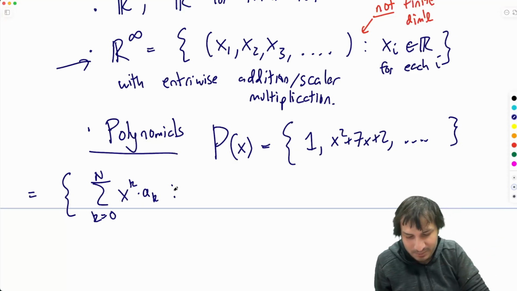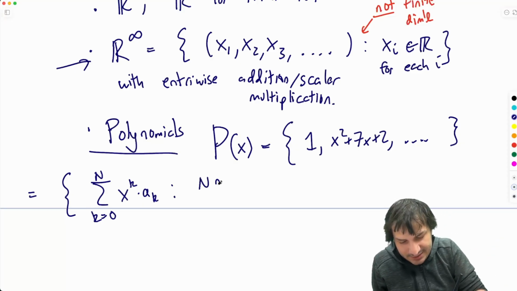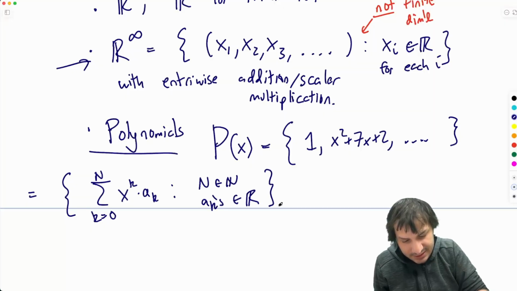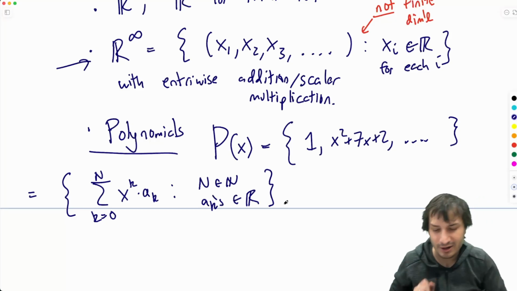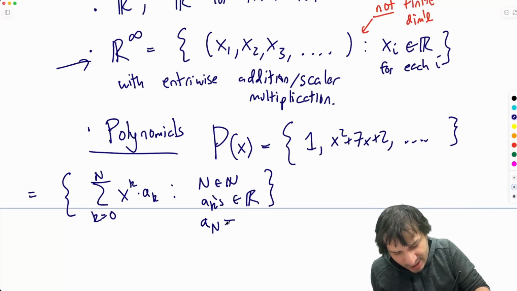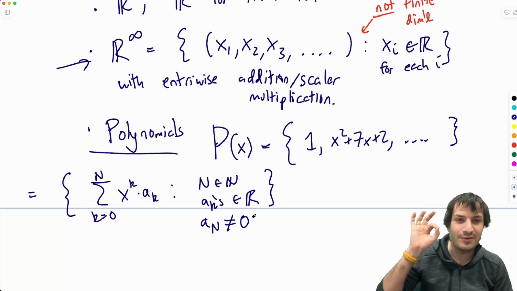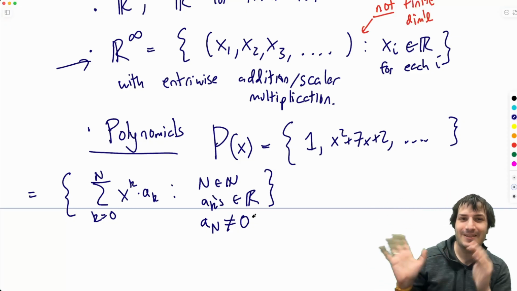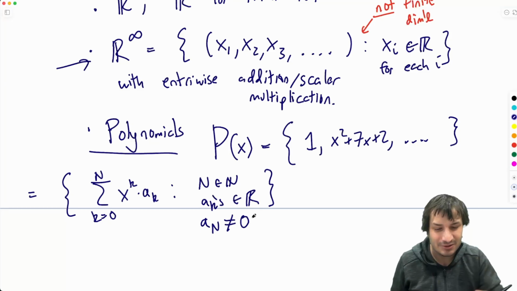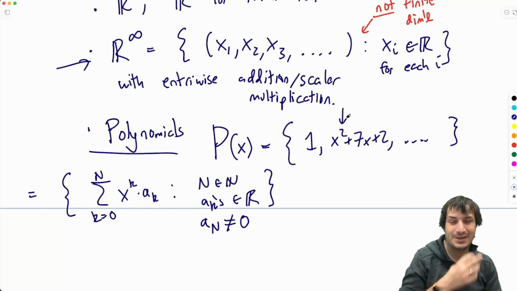I'm sure you know polynomials. So here n is some natural number, and the a k's are in R. So it's got some highest degree I called n, and the a k's are in R. Maybe I should say a n should not equal 0, because if you make the very top term 0, then you can write a polynomial in more than one way. That way, the top term is not 0. So for example, this is a degree 2 polynomial because it starts with x squared.